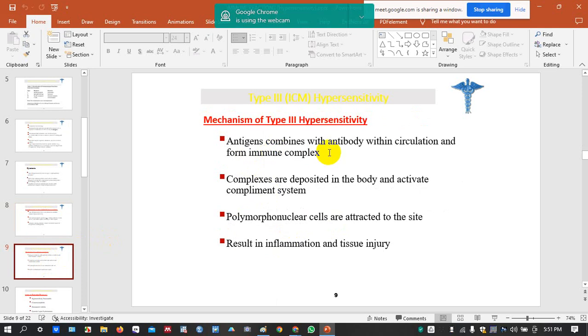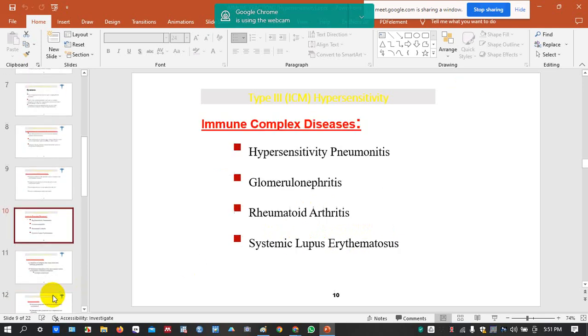So antigens combine with antibody within circulation and form immune complexes, like I demonstrated. Complexes are deposited in the body and activate the complement system. Polymorphonuclear cells like the neutrophils are also attracted to the site. And this results in inflammation and tissue injury.